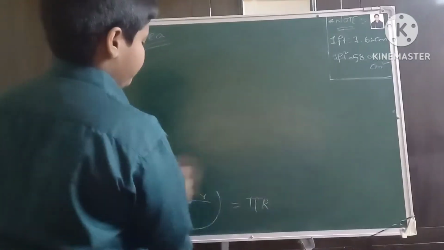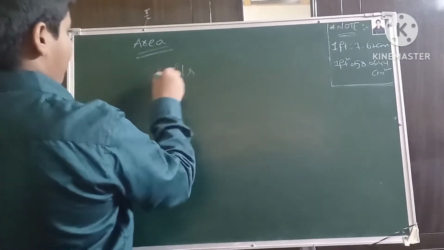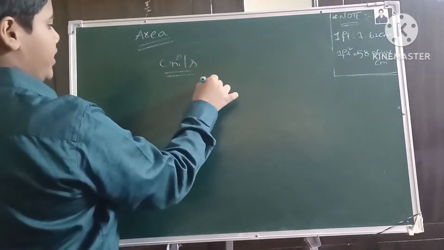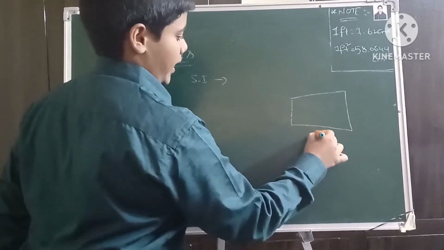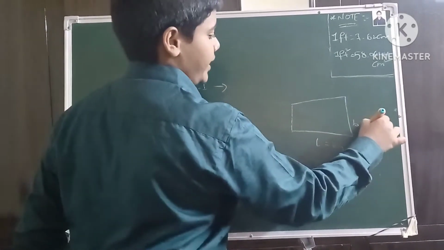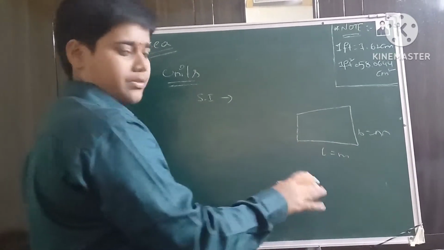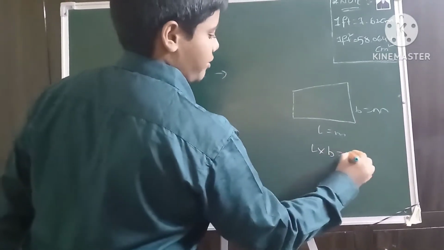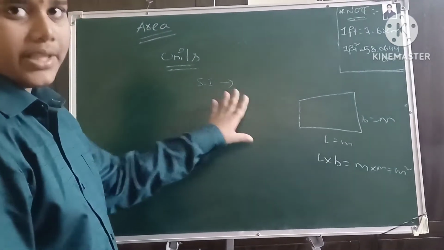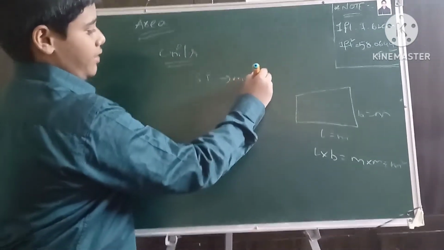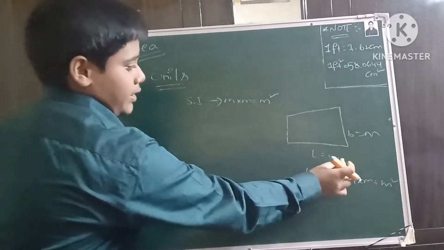And the units of area. For example, if I take a rectangle, and length has the unit meter and breadth has the unit meter, length and breadth have the same units. Then L into B is meter into meter, so this is meter square. So what is the SI unit? Meter square. We are multiplying both units.